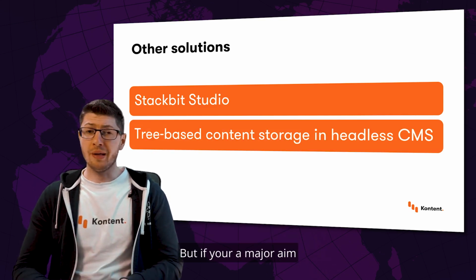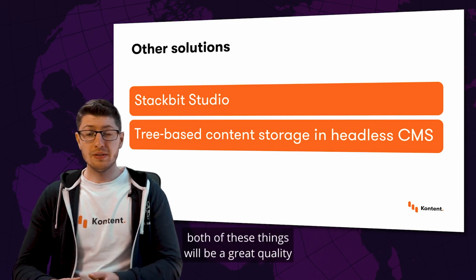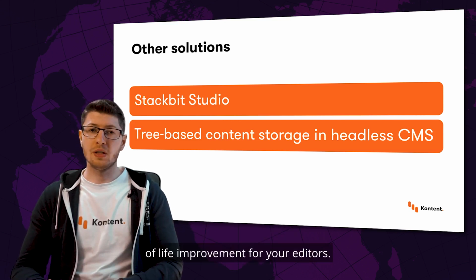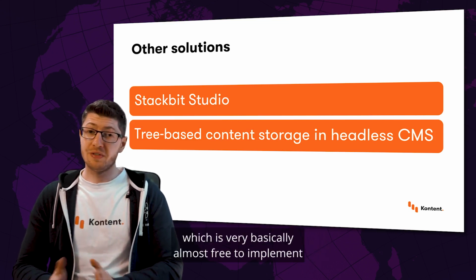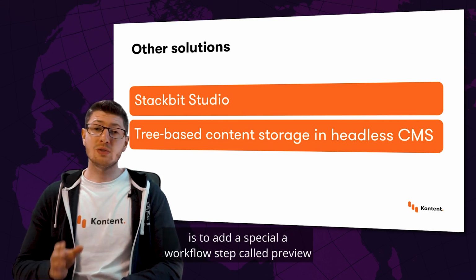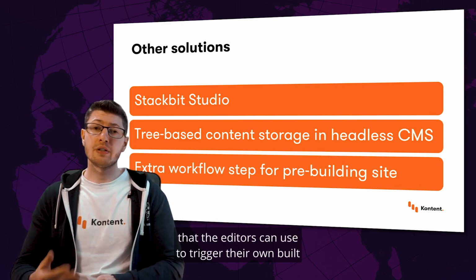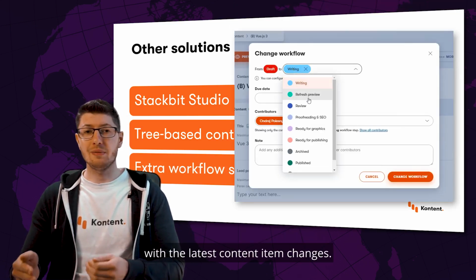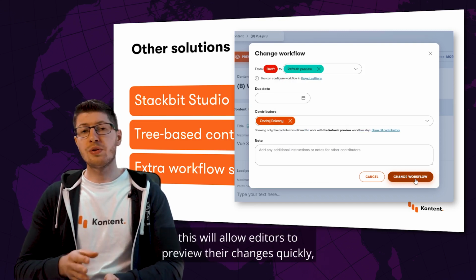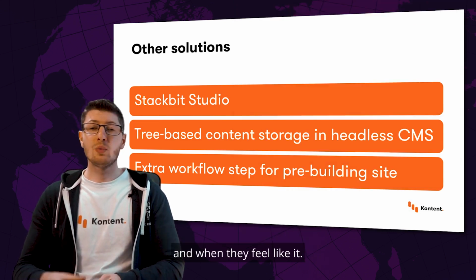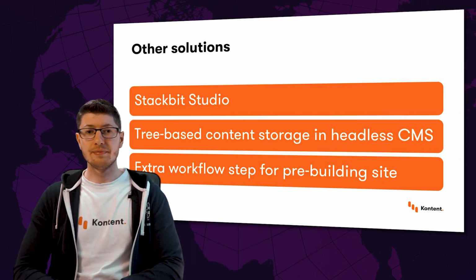But if your major aim, or maybe the only aim, is website development, both of these things will be a great quality of life improvement for your editors. Now, the last tip I have for you, which is very basic and almost free to implement, is to add a special workflow step called preview that the editors can use to trigger their own build with the latest content item changes. If you can't do anything else, this will allow editors to preview their changes quickly and when they feel like it. And that removes their greatest pain.